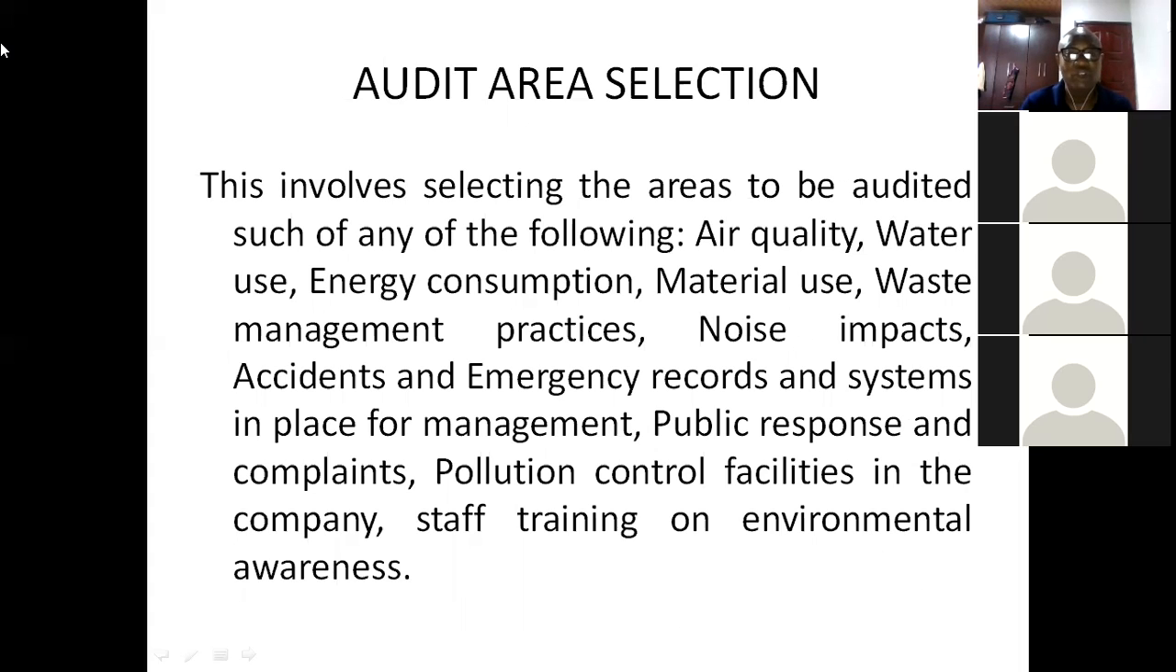For environment, you want to talk about air quality, water use, energy consumption, material use, waste management practice, and noise. You also want to talk about accident and emergency record systems put in place. So those are things you want to do when you talk about the audit process.